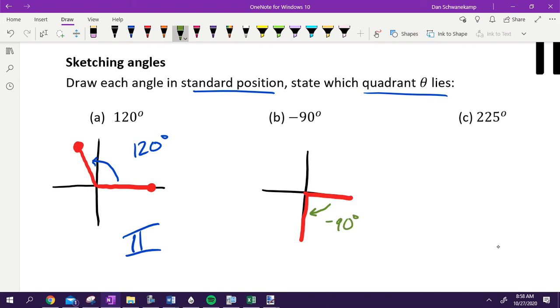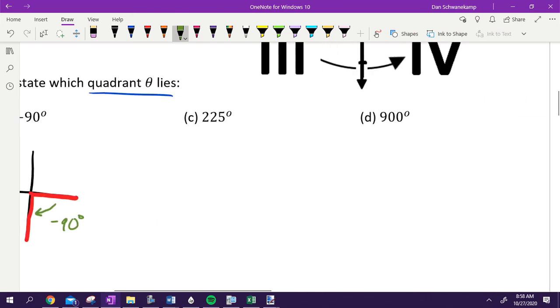So this was my starting side. That was my ending side. I'm not going to list a quadrant because I'm not in a quadrant. I'm on an axis here. Does that make sense on B? Try C and D with your neighbor.